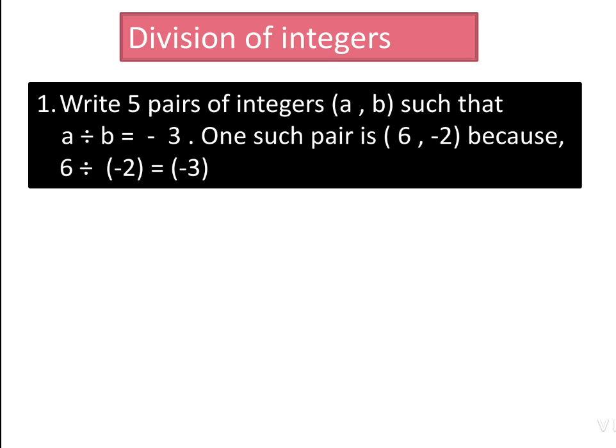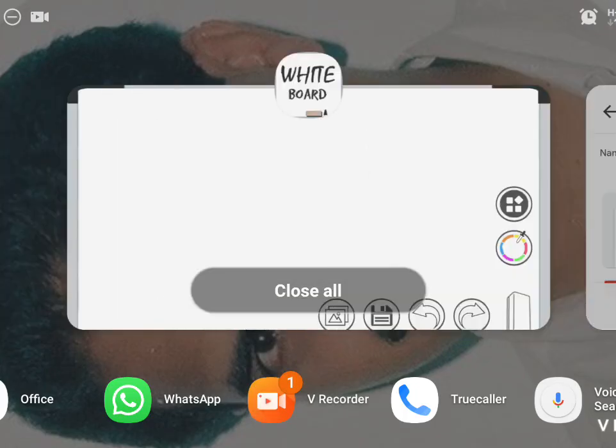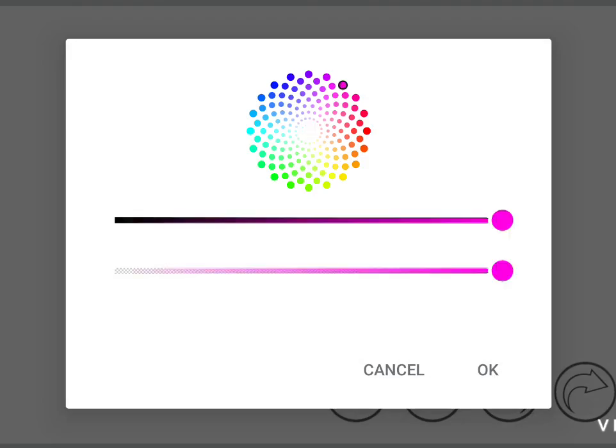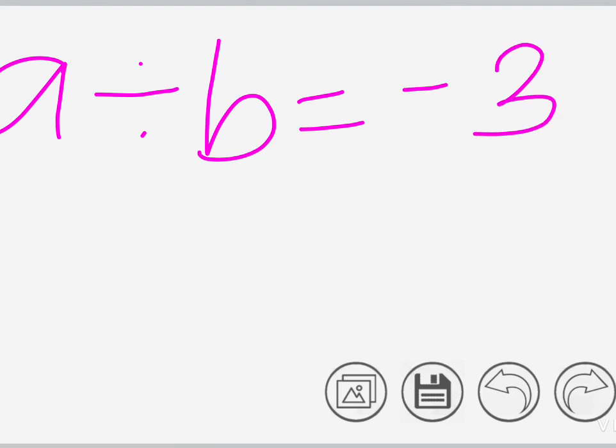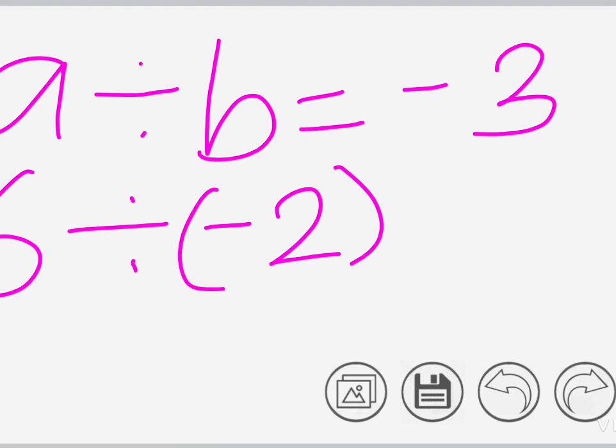Let's see how we will find this type of pair. Listen here. Our rule is A divided by B equals minus 3. That means when we divide these two numbers, we get minus 3 as the answer. So 6 divided by minus 2, that is given. 6 divided by minus 2 equals minus 3. We have to find another 5 pairs of this type.